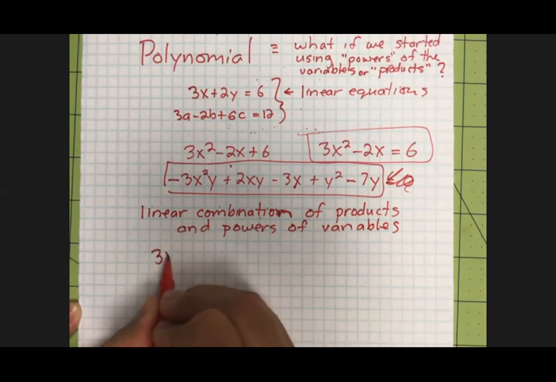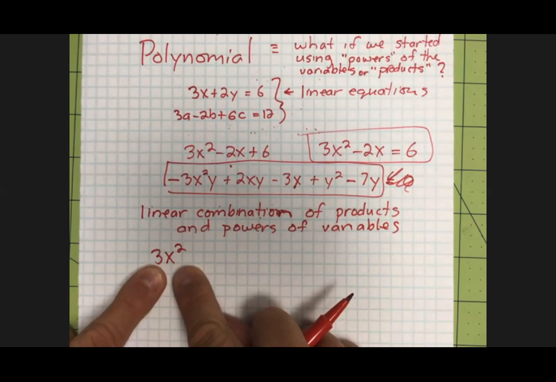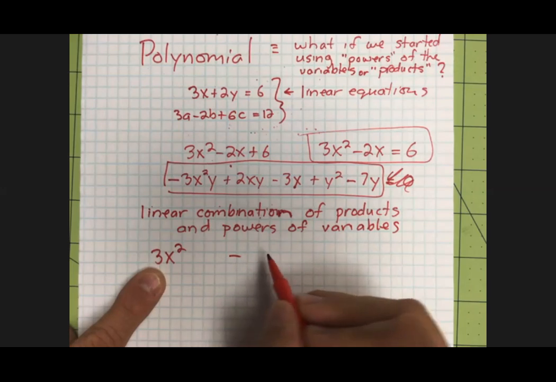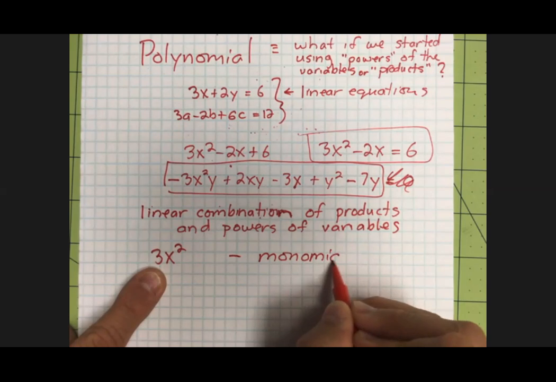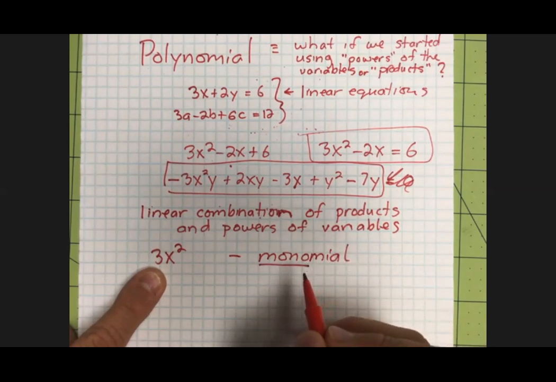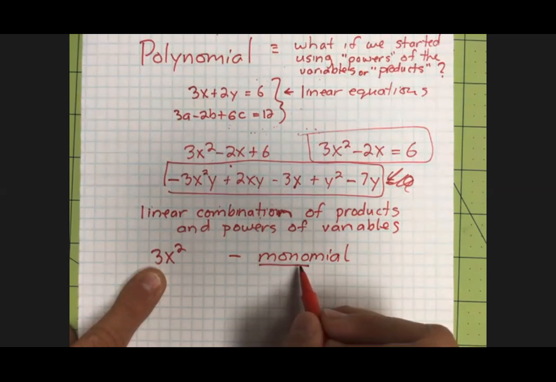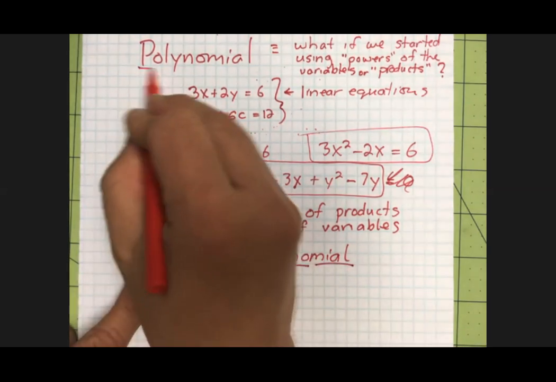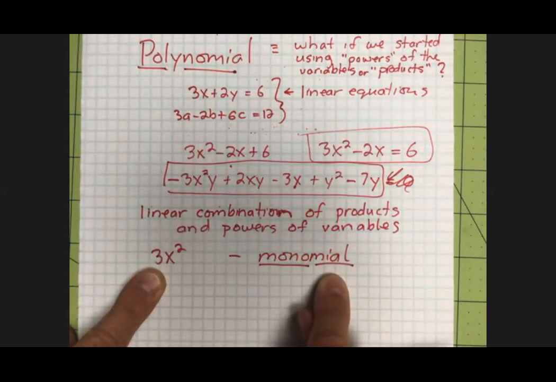So this is a polynomial. It's just a really short combination. In fact, maybe you've heard these words before. This is called a monomial. Mono, I forget whether this is Greek or Latin. Don't know either one. Mono means one. One piece. Polynomial, many pieces. Monomial, one piece.